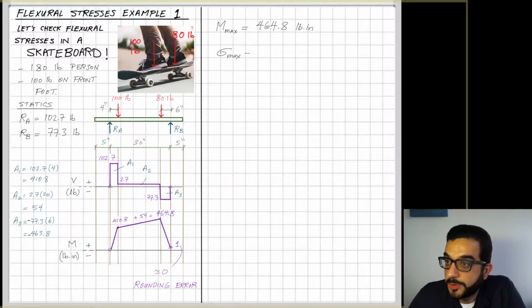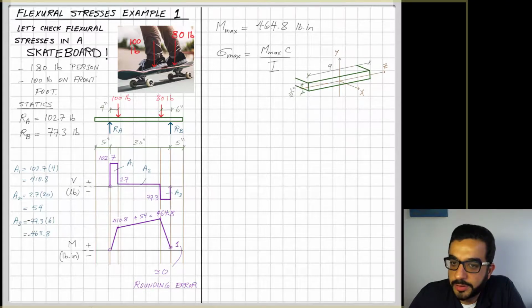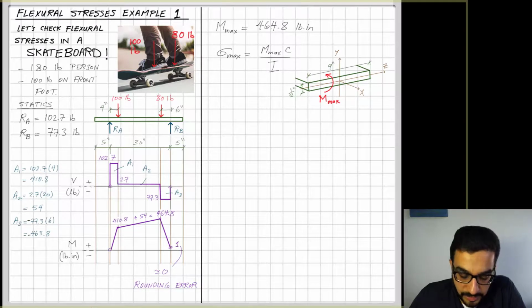With this moment, I will be able to calculate the maximum flexural stresses. So I have moment Mmax, and I will need to calculate now the moment of inertia matching that bending moment, and also pick the c value that represents the point where the maximum flexural stress will happen.